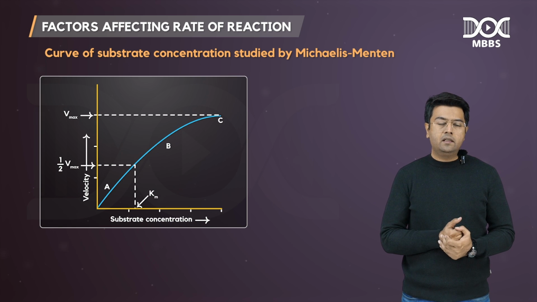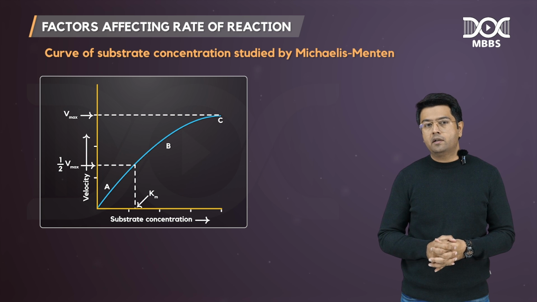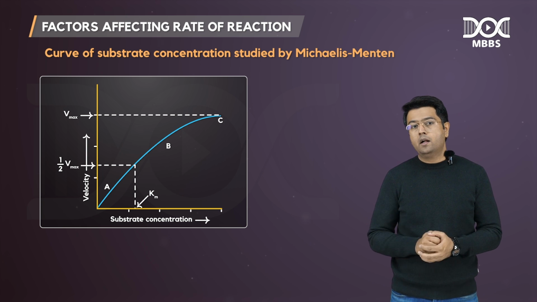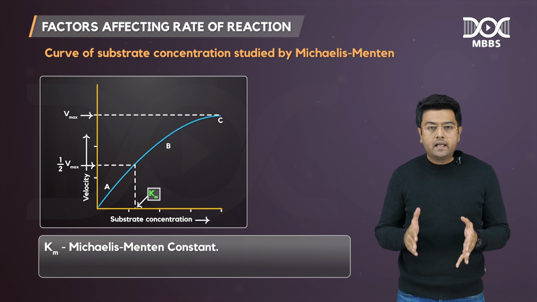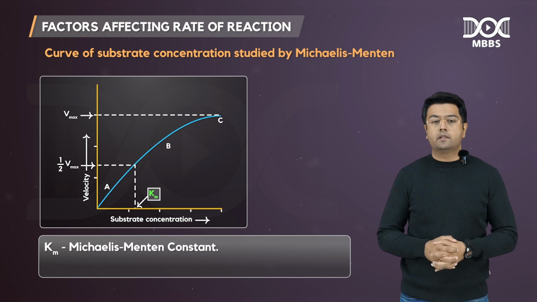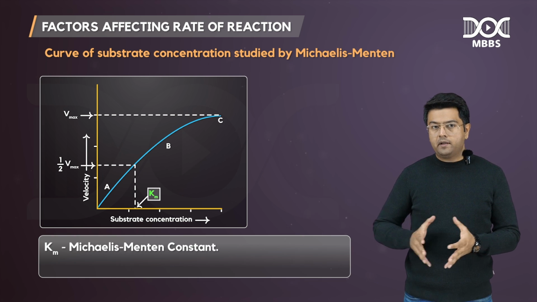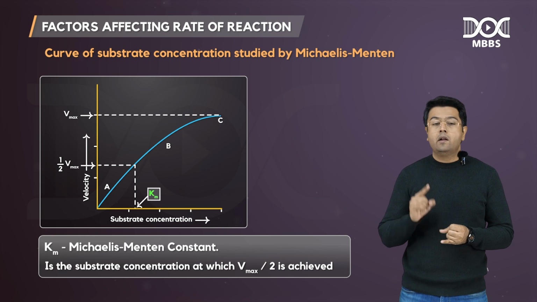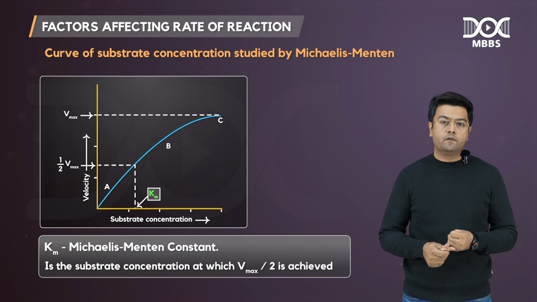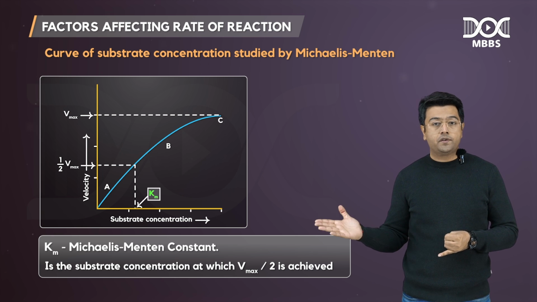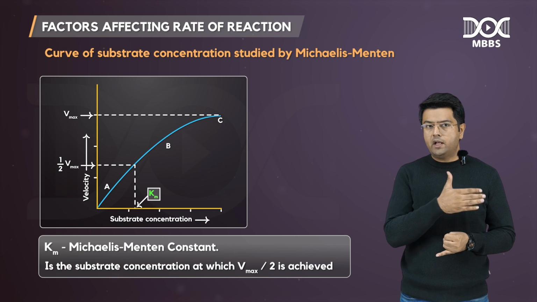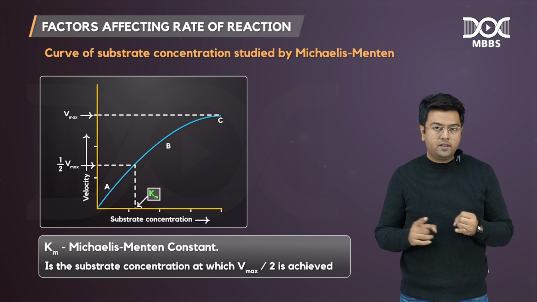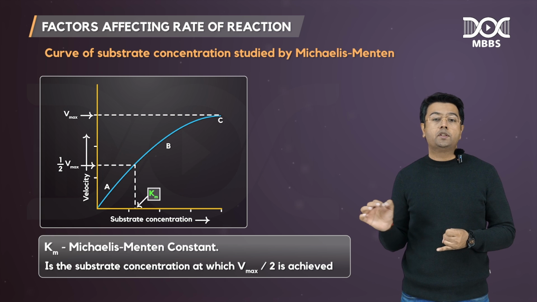Now, guys, as you can see in the curve, there is also one term mentioned on the x-axis, and that is the substrate axis, that is Km. So this is called Michaelis-Menten's constant. So what is Michaelis-Menten's constant? Guys, this is the substrate concentration at which Vmax/2 is achieved. So don't say Km is velocity. Km is substrate, as we are mentioning already on the x-axis, right? Substrate axis. So this is the substrate concentration at which Vmax/2 is achieved, right?